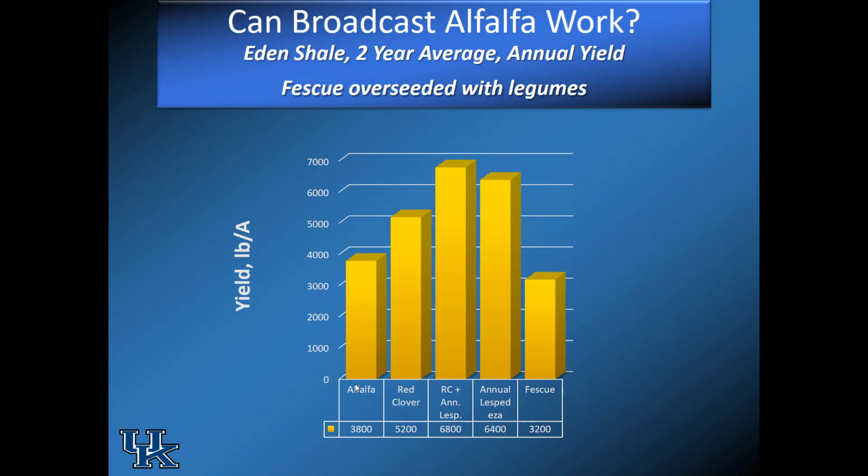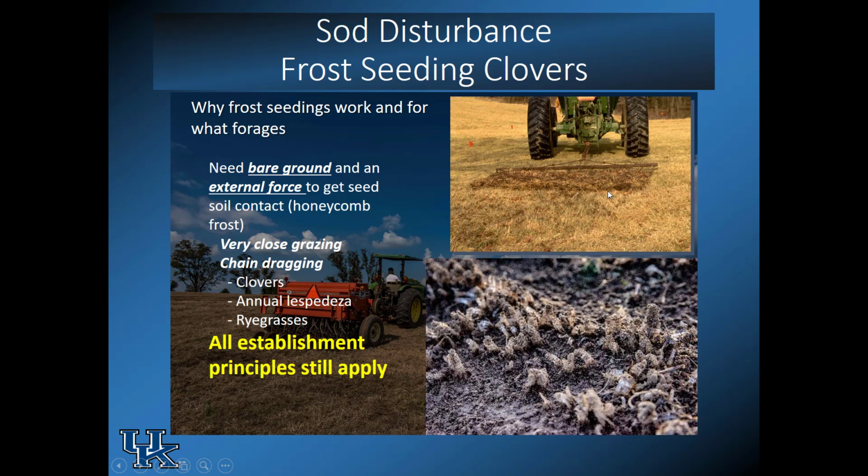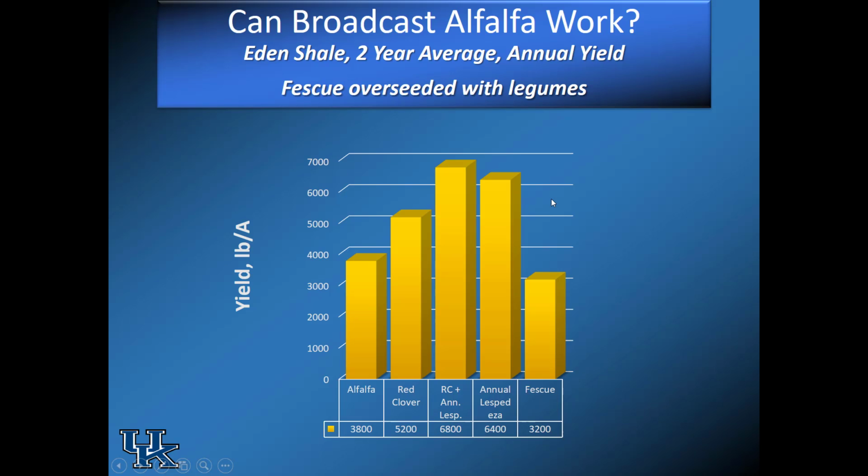We oftentimes get the question, can broadcast alfalfa work? Red clover seed and alfalfa seed look pretty similar, and we know red clover can work by broadcasting onto sod or closely grazed sod or disturbed sod. What about alfalfa? Well, this is the yield from a study that we did in Owen County. In fact, that's where this picture was taken, where we compared alfalfa broadcast onto fescue, red clover broadcast, red clover and annual lespedeza, or annual lespedeza alone, compared to fescue with nothing. You can see that with the alfalfa, there was some, but it was not much better than the fescue alone. The red clover and the annual lespedeza treatments were greatly superior in both legume content and annual yield.